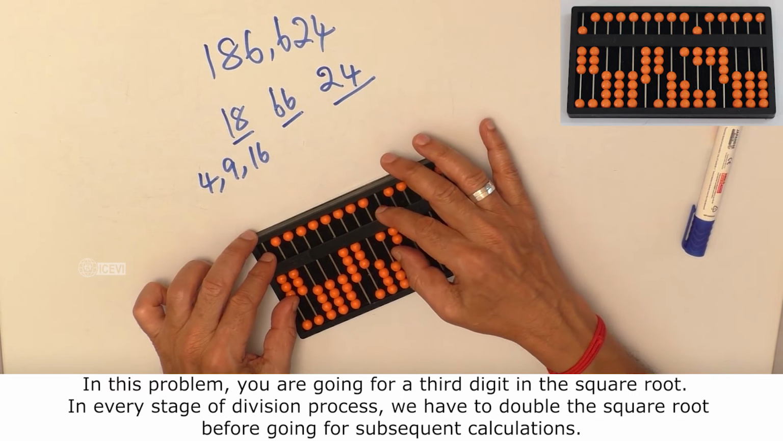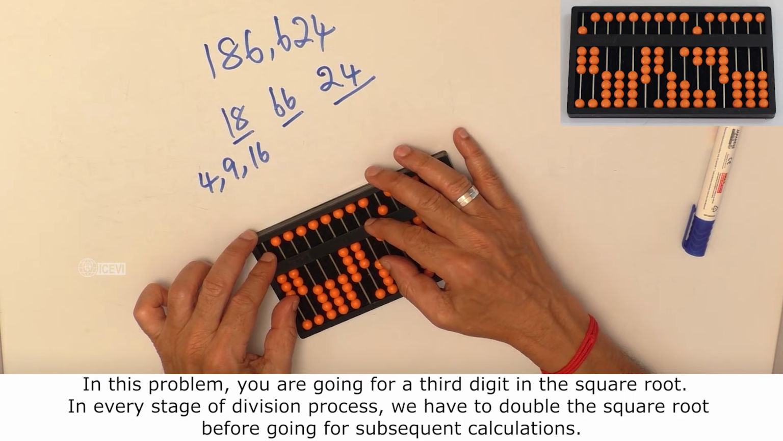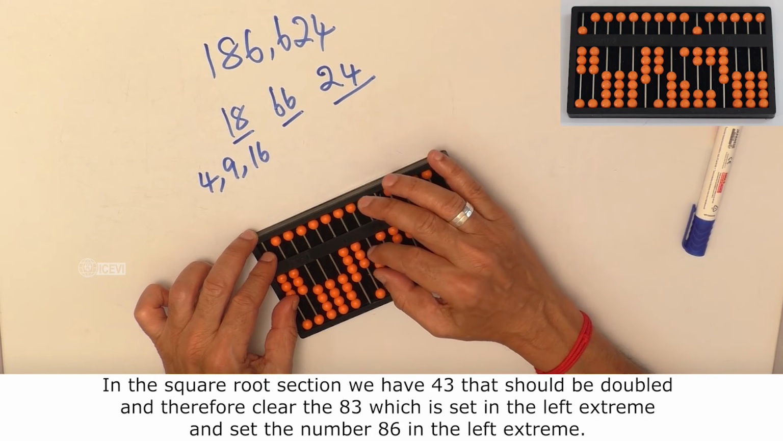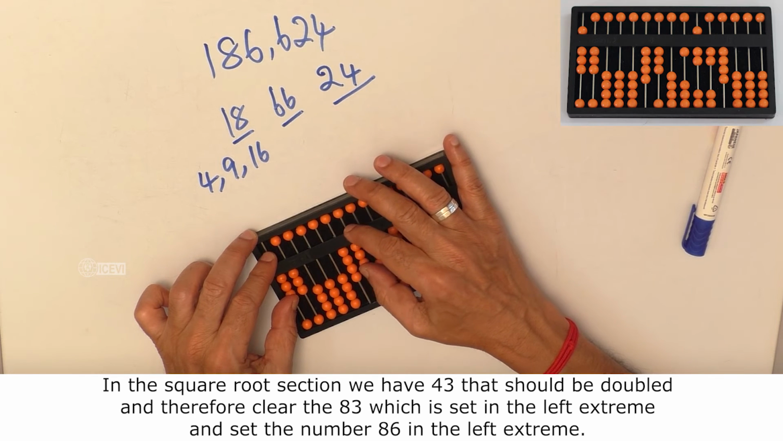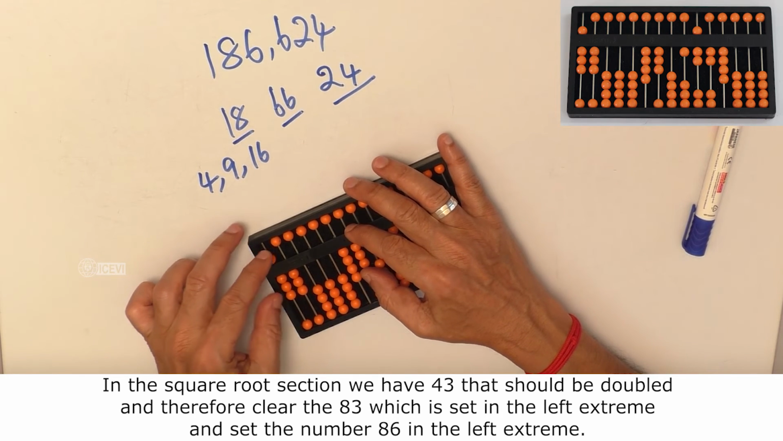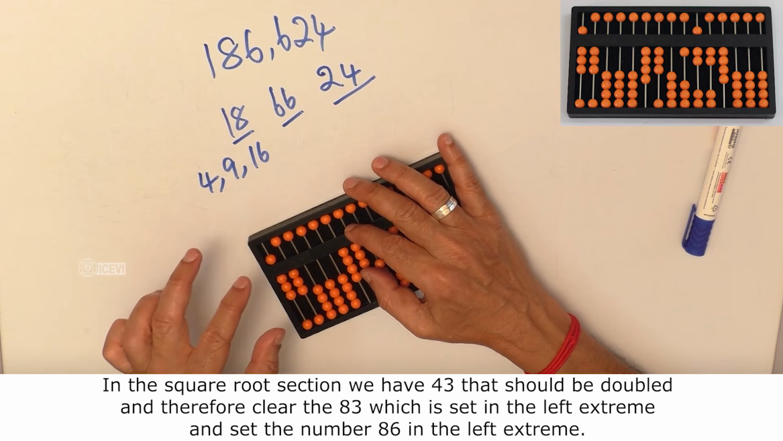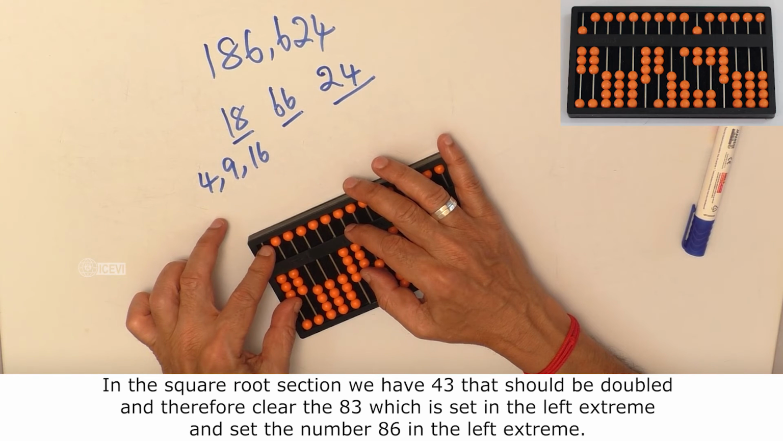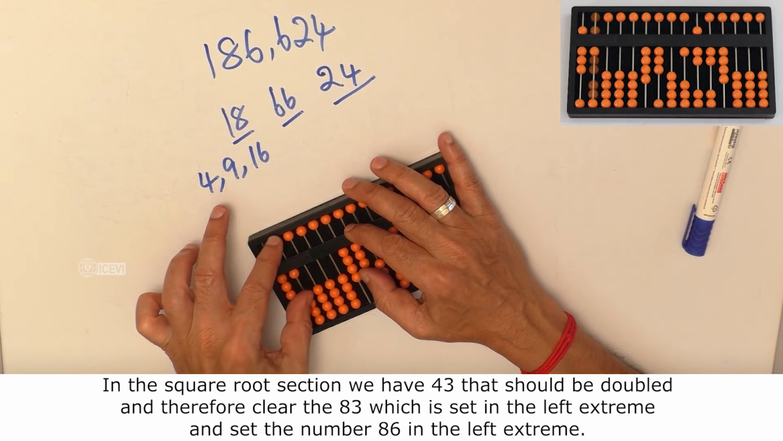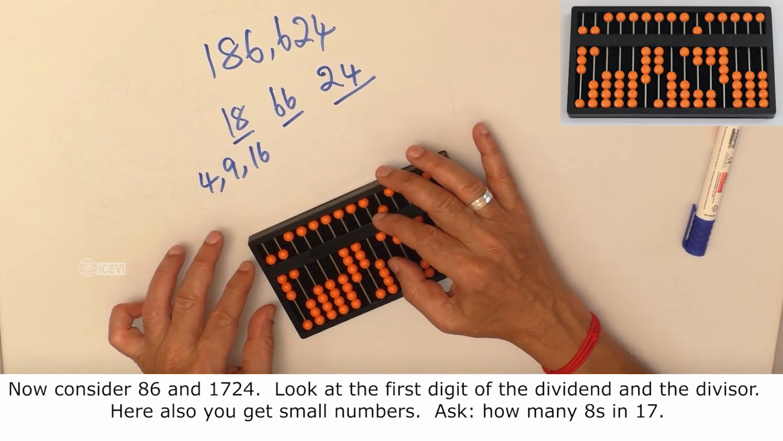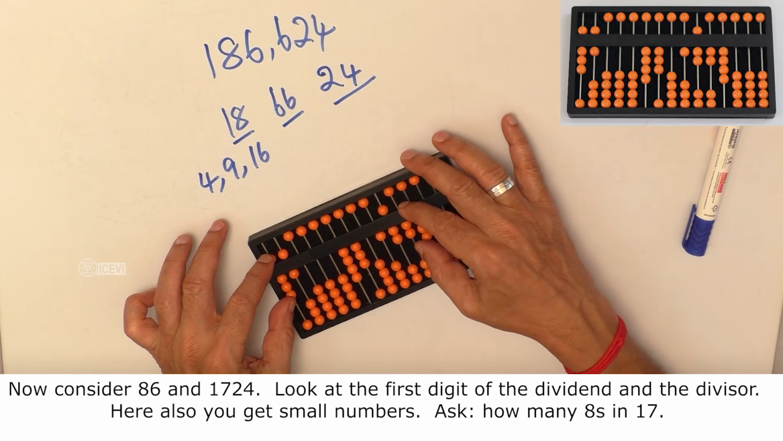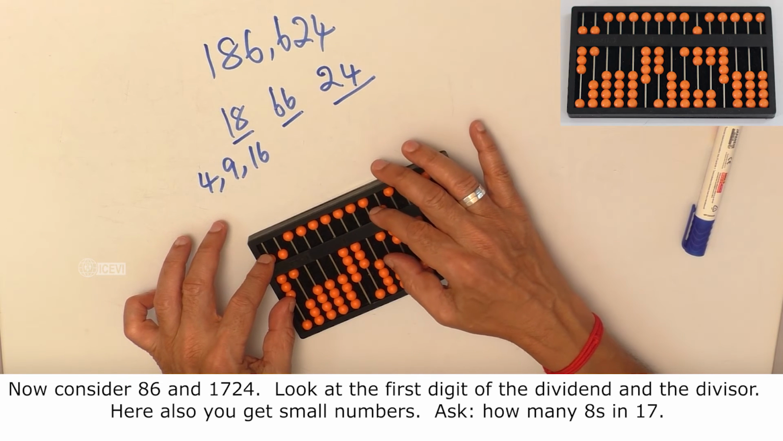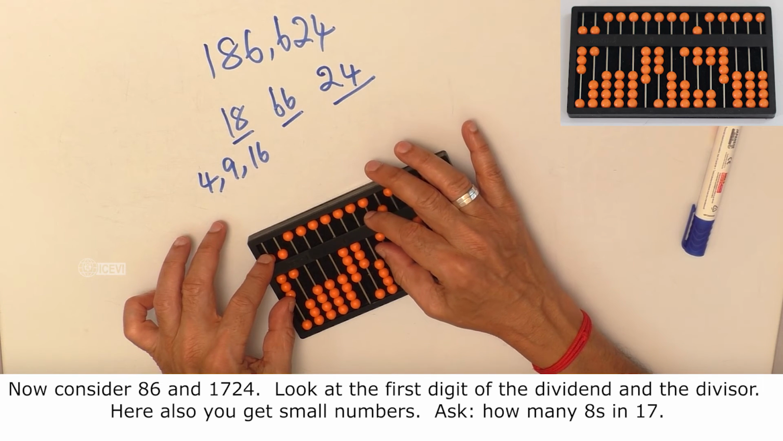In every stage of division, we have to double the square root before going for subsequent calculations. In the square root section, we have 43. That should be doubled, and therefore clear 83, which is set in the left extreme of the abacus, and set 86 there. Now consider 86 and 1724. Look at the first digit of the dividend and the divisor.